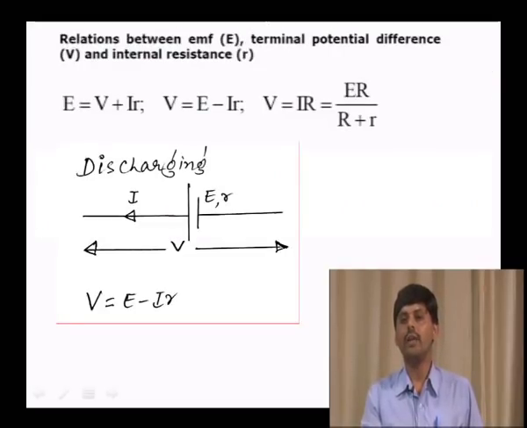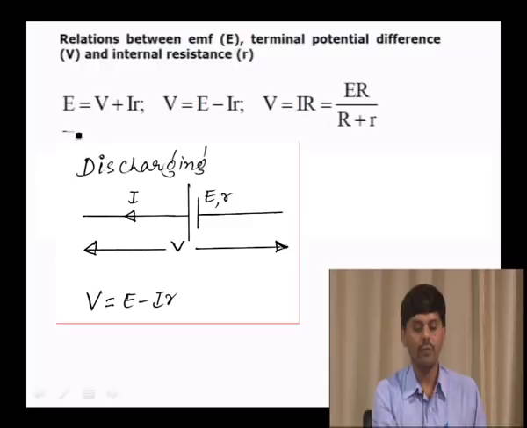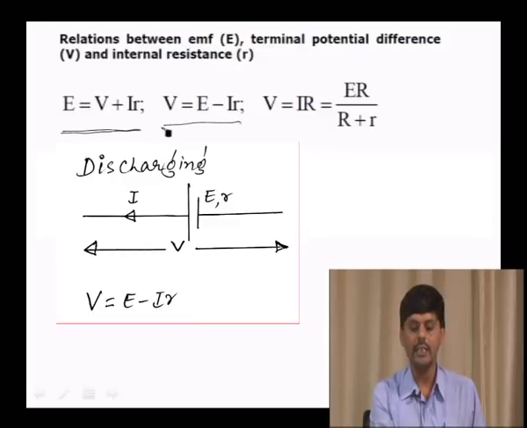The relation between the EMF, terminal potential, and internal resistance. The equation given is E is equal to V plus Ir. This is for discharging the cell. This can be written like this by rearranging the equation. Terminal potential V is equal to E minus Ir, where V is the terminal potential difference, E is the EMF of the cell, I is the current, and r is the internal resistance.